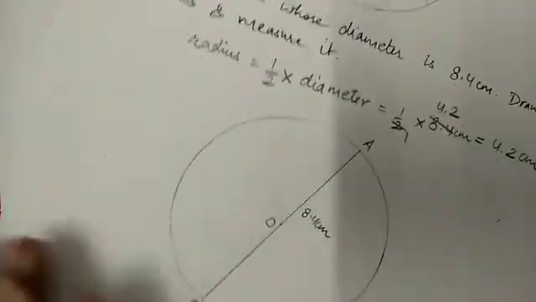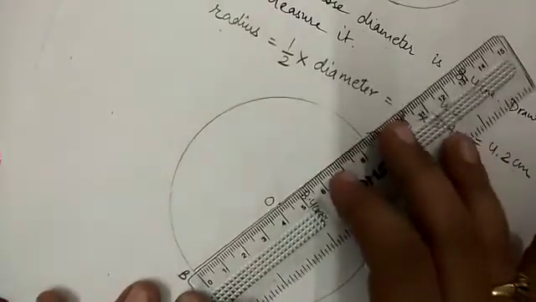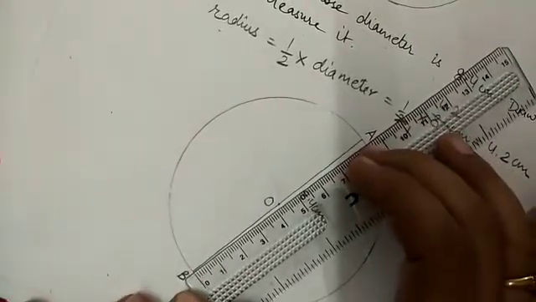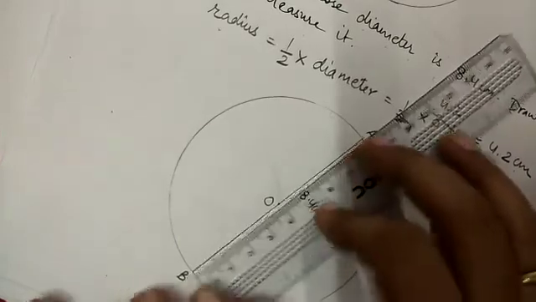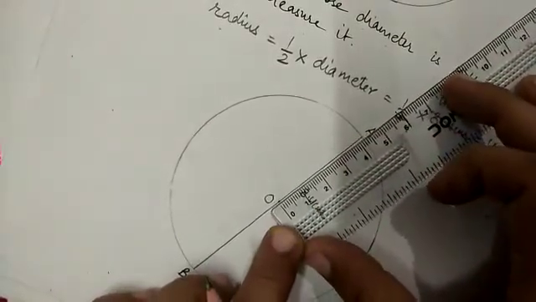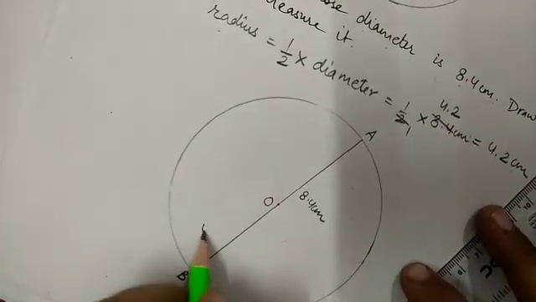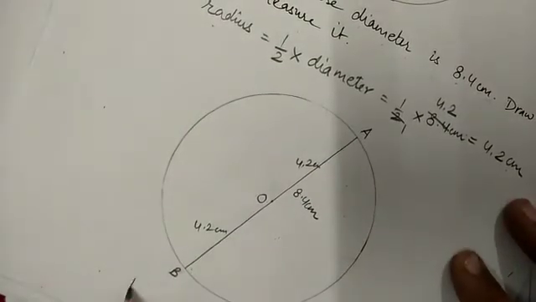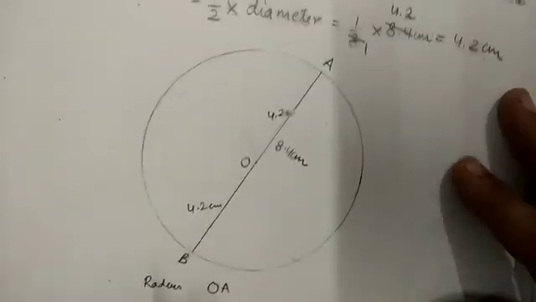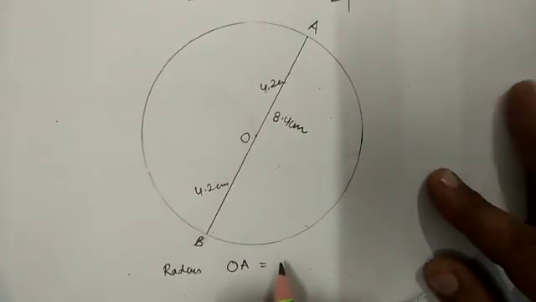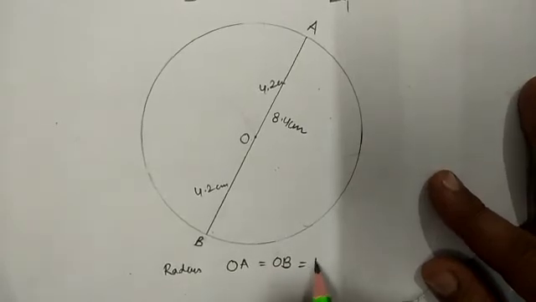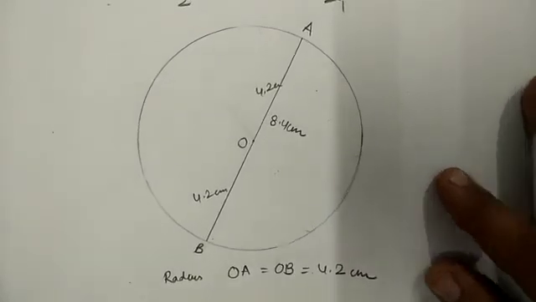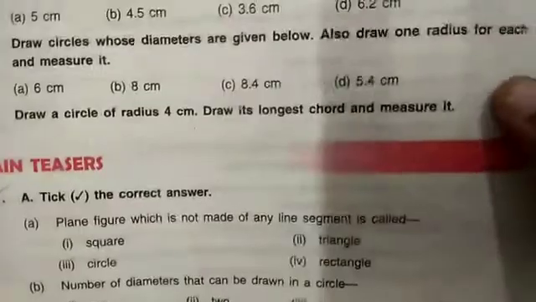Now we are to draw one radius also. Clearly we have drawn two radius here, OA and OB, and if we measure, we will check that OB is equal to 4.2 and OA is also equal to 4.2 centimeter. So at the end we will write radius OA equal OB equal 4.2 centimeter.